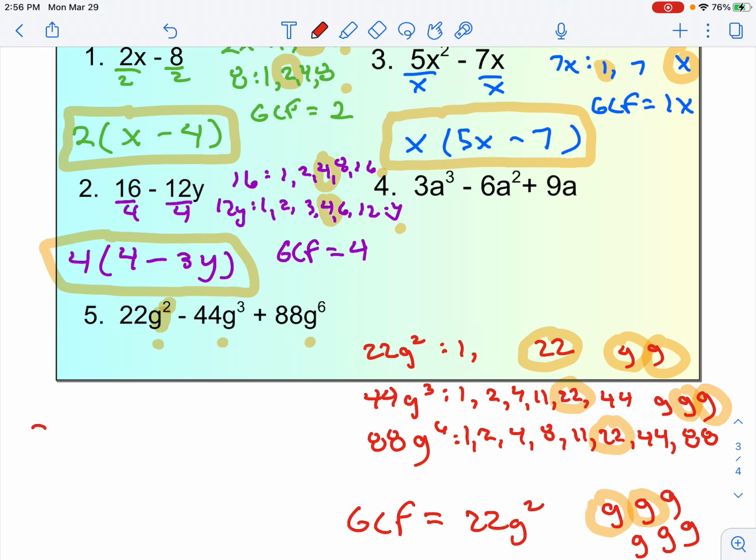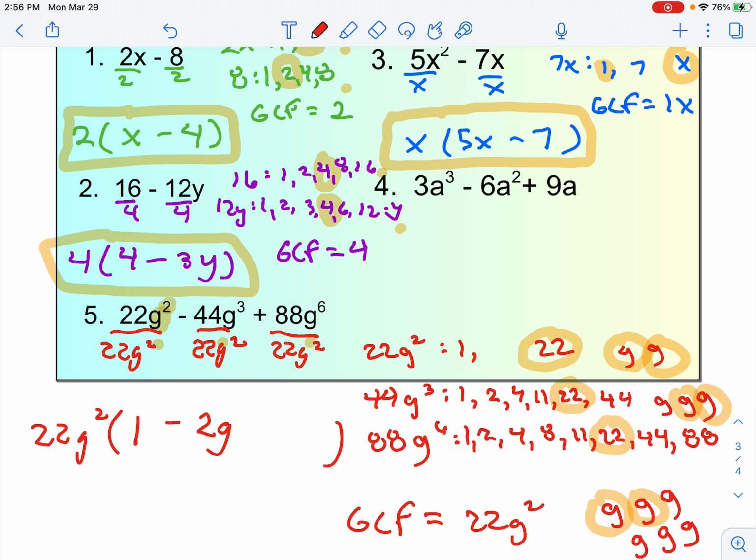So my GCF comes on the outside, 22g squared. What goes on the inside is after I divide by 22g squared. And don't just cancel that out, because that's not just 0, that is the number 1, and you need that placeholder. Then we divide the middle term by 22g squared, and that gives us minus 2g. And we divide 88g to the 6th by 22g squared, and that gives us 4g to the 4th.